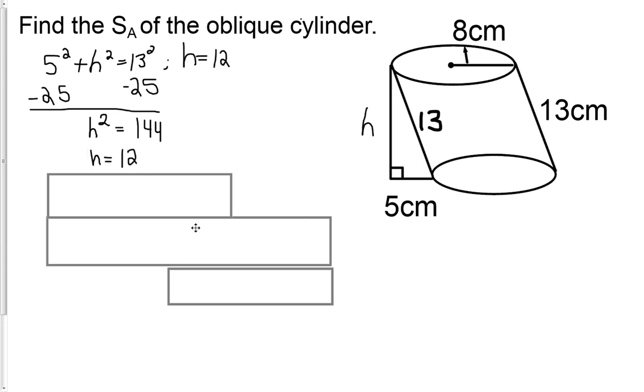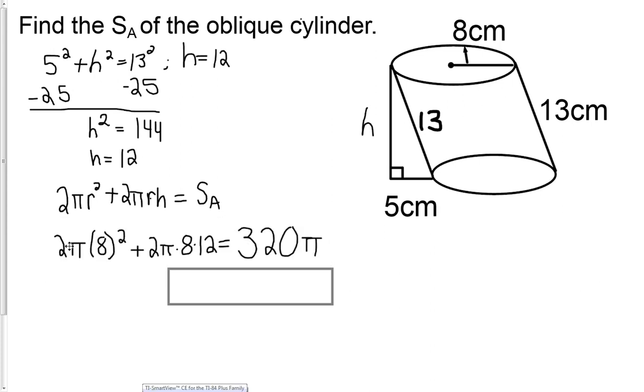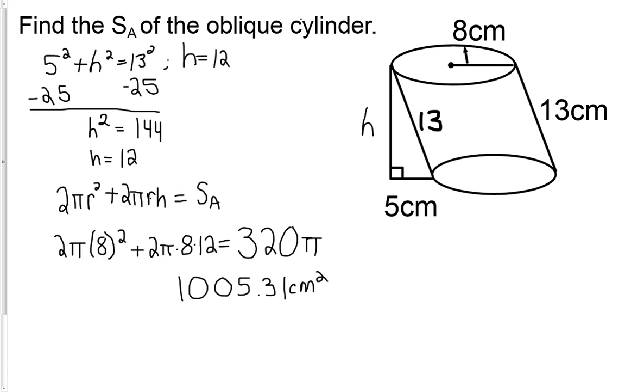It's still 2 pi r squared plus 2 pi r h, right? Now that we have both pieces, plugging it in, r is 8, h is 12. So 2 pi 8 squared plus 2 pi 8 times 12 gives us a total of 320 pi, calculating it to 1005.31 centimeters squared.